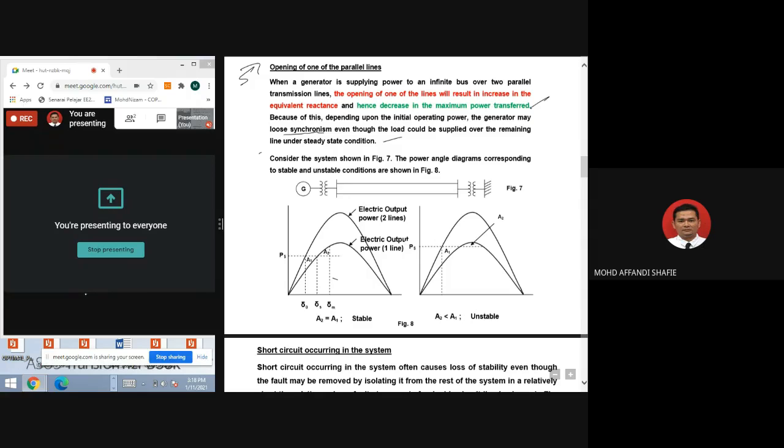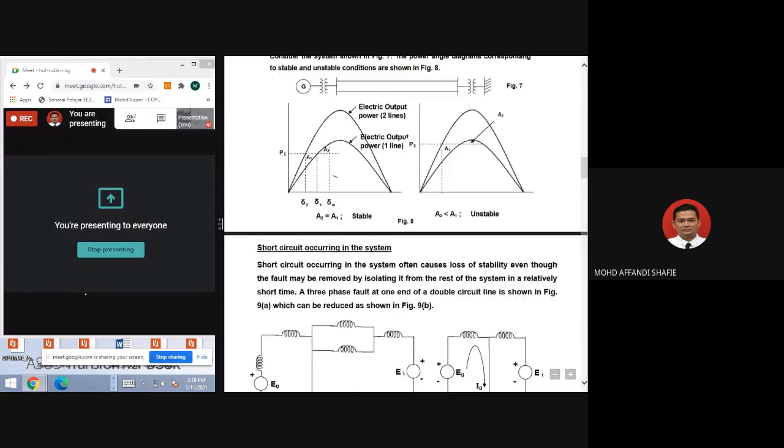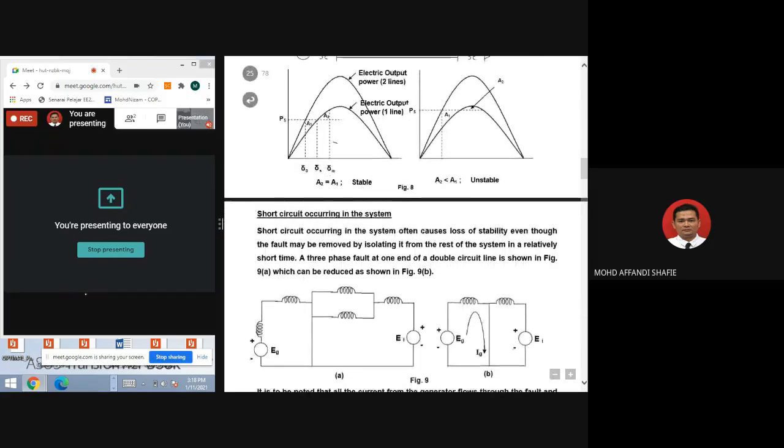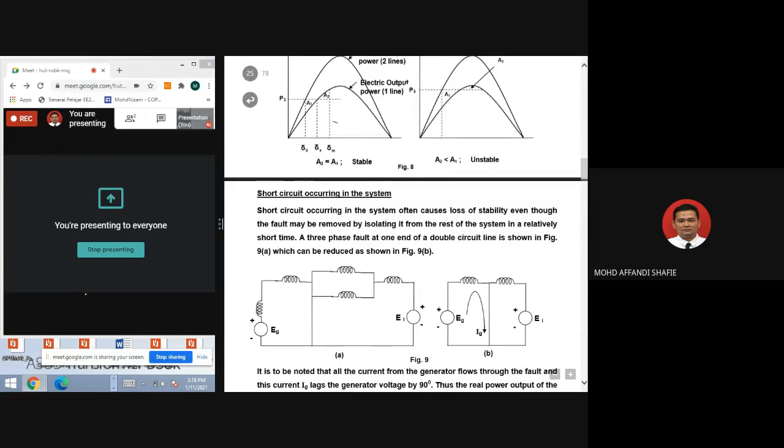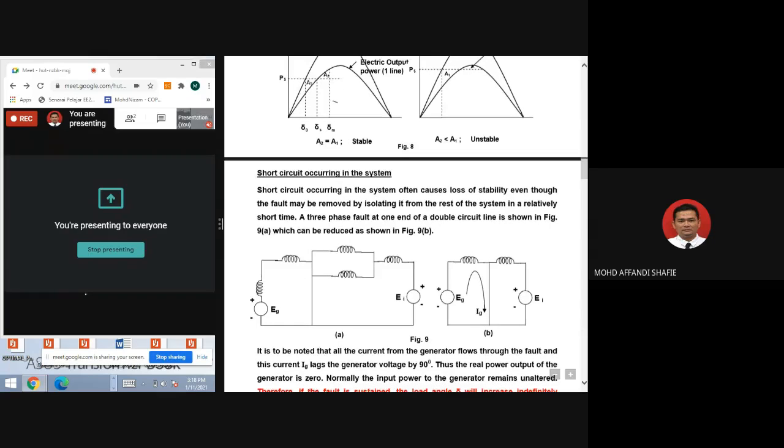So what we want to know here is what happens to the stability of our system when a fault occurs in a transmission line, right? A short circuit occurring in the system often causes loss of stability, even though the fault may be removed by isolating it from the rest of the system in a relatively short time.